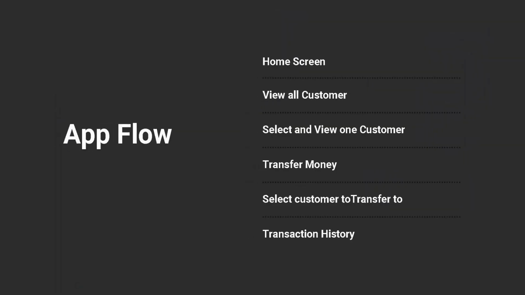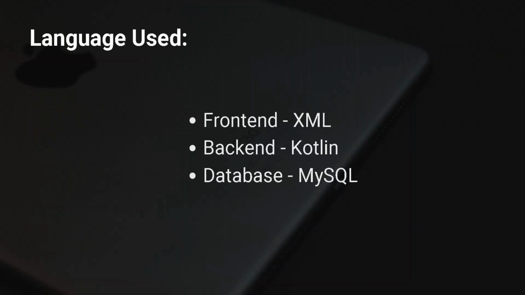I was selected as the mobile app development intern. In this app, it was asked to create the first home screen, which will lead to a screen consisting of all customers. From there, we would be selecting one customer and transferring the amount from his bank account to another one in the same bank. And we will also show the transaction history. So in this app, I have used XML for the front end, Kotlin for the back end, and MySQL as the database. So I will show you the code.